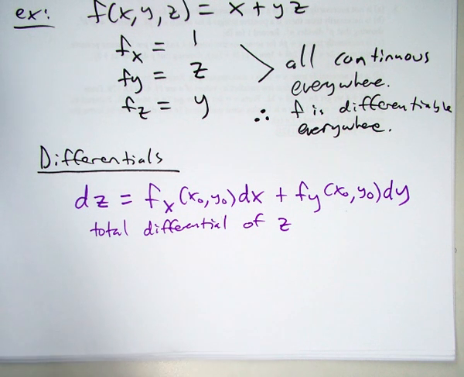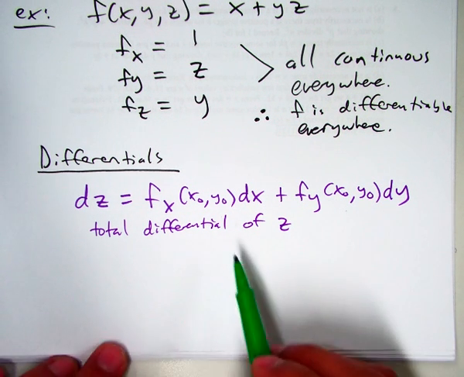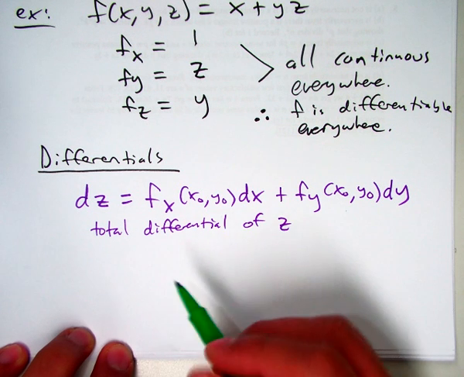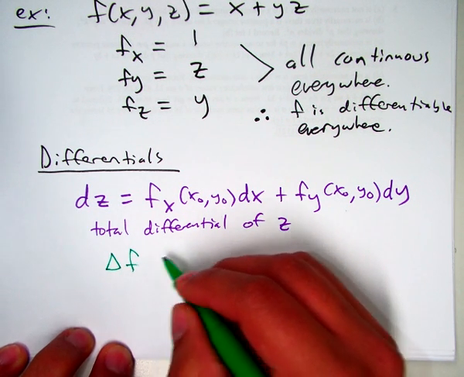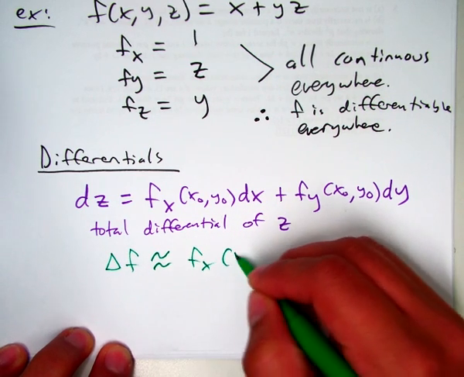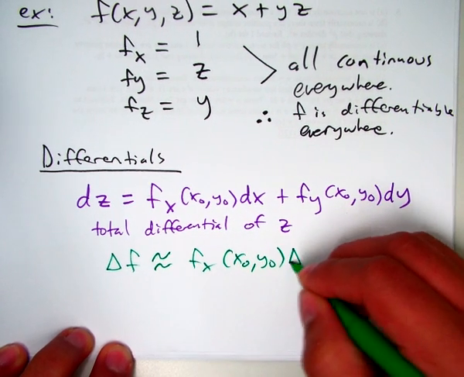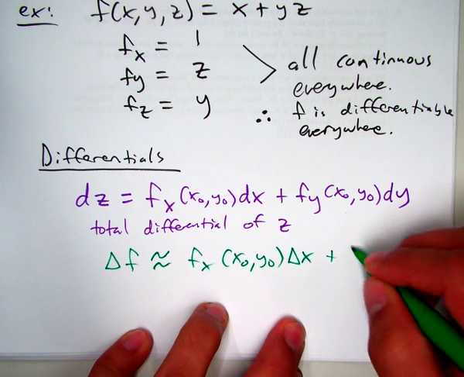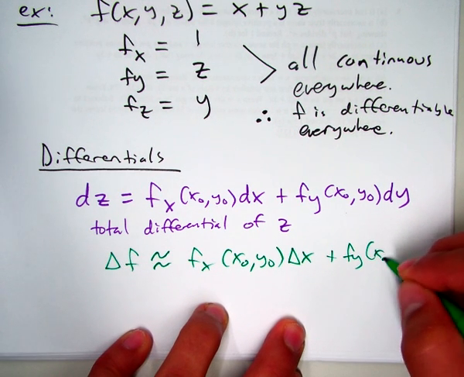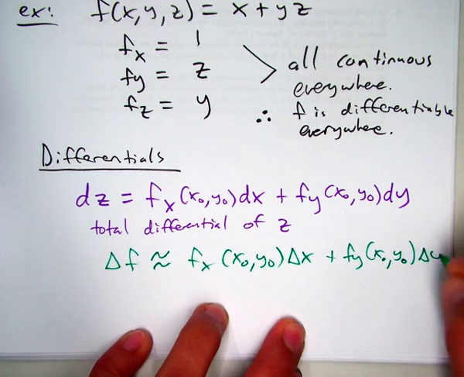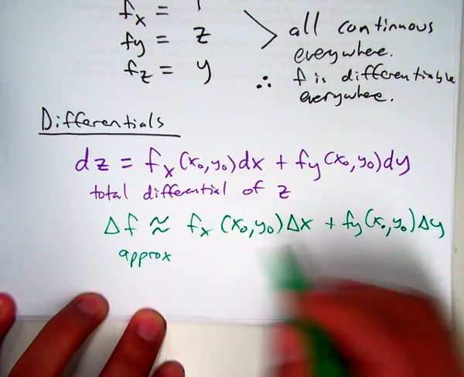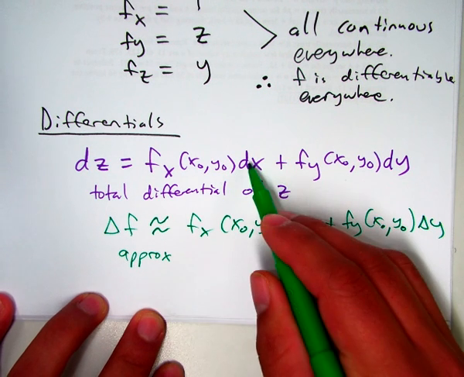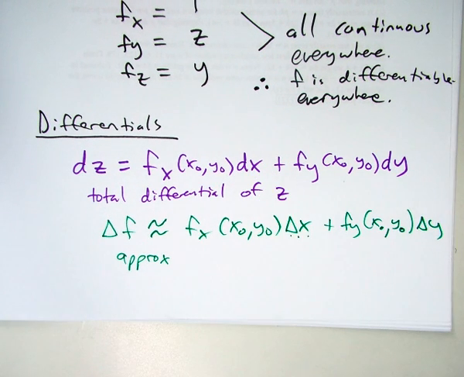What's the difference? The difference is that this is more of an exact equation. The other one's an approximation, which we had, I think it was change in f was approximately equal to partial x delta x plus partial y delta y. Those look like the same. They pretty much are. The only difference is that here we're actually using delta x instead of dx. And when we start doing differential equations, it'll make more sense a little bit.